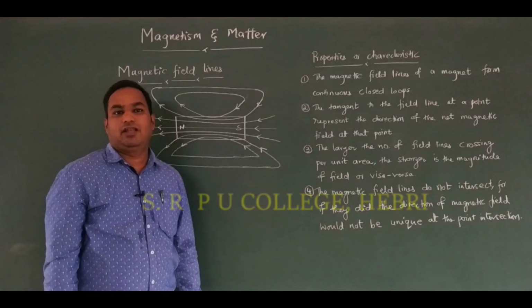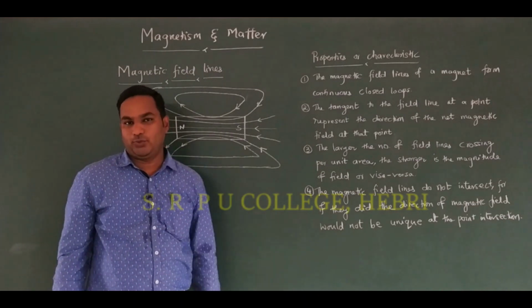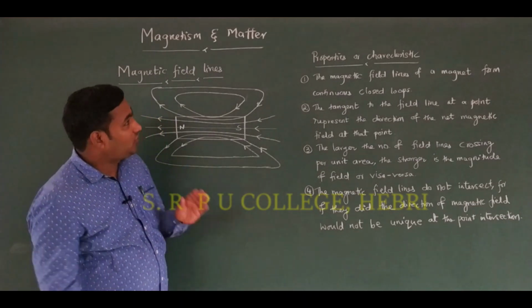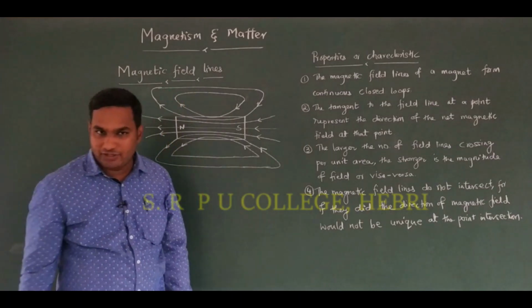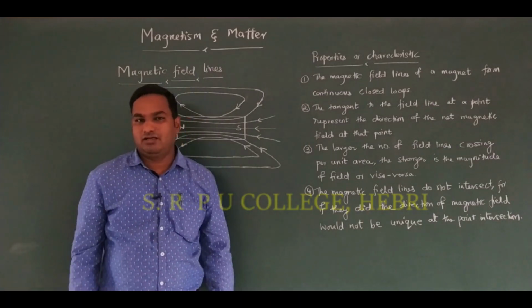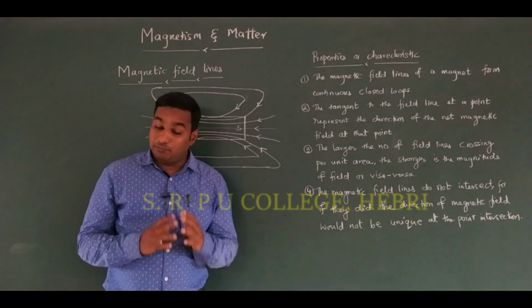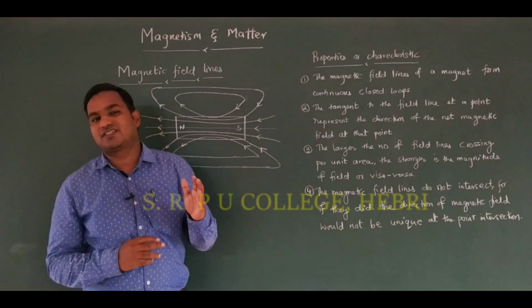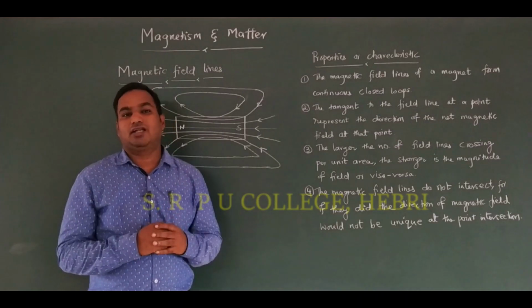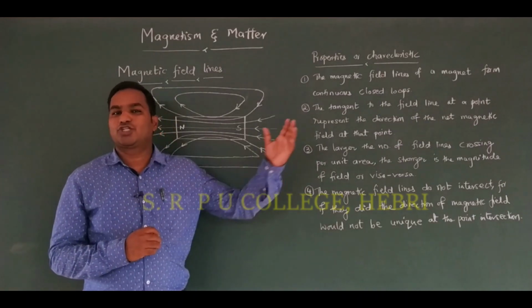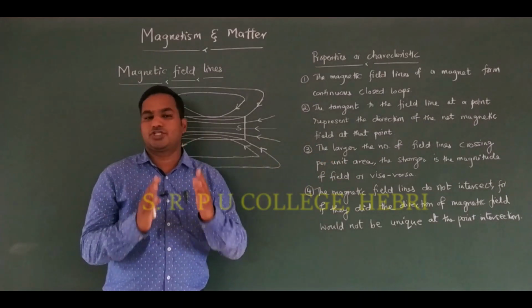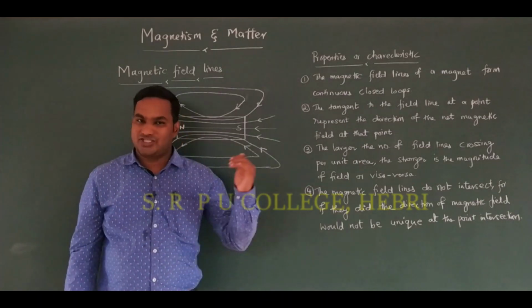Dear student, welcome back. In our last video, we discussed a chapter called magnetism and matter. In that video, I explained the bar magnet, the important properties of a bar magnet, and not only that, the equivalent solenoid of a bar magnet. Those important derivations we considered in the last video.